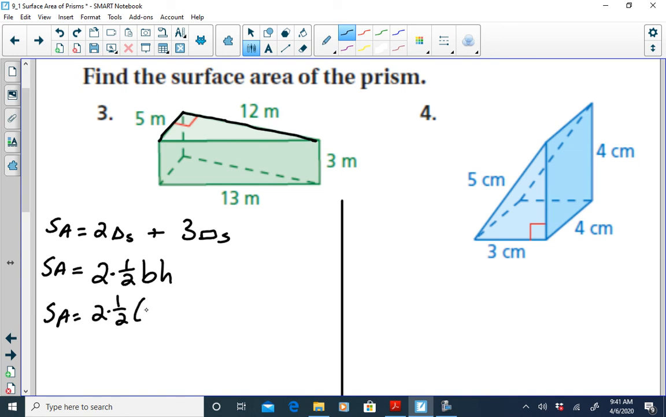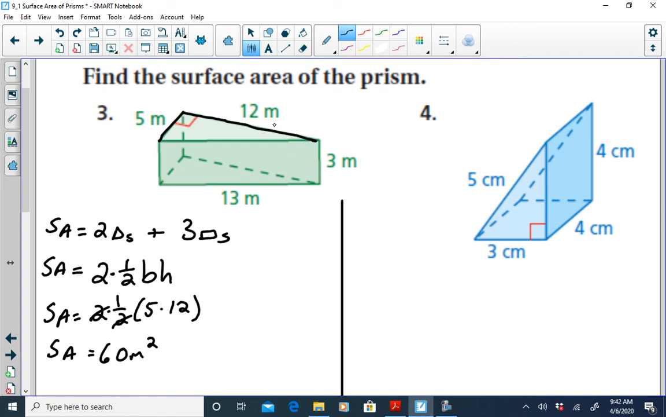So that's going to be 1/2 of 5 times 12. Right? They cancel each other out. So the surface area of the two triangles is 60 square meters.